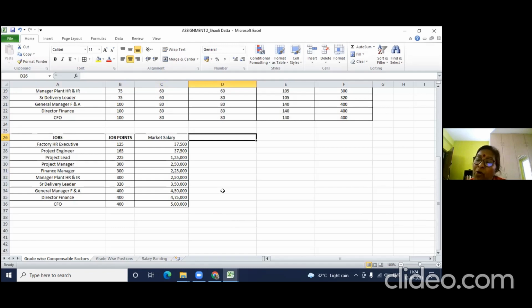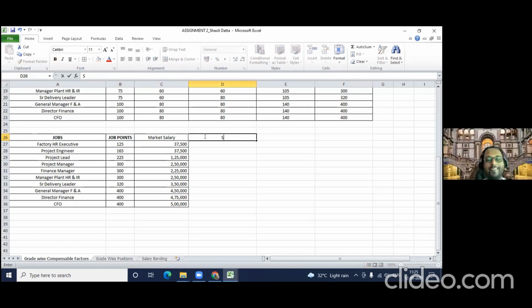Now we are going to use a very, very simple technique called regression to calculate. Where you have highlighted, put there pay line salary, next to market salary in column D. Okay, D. Sorry. Put there pay line salary. No, pay line. Pay line salary.